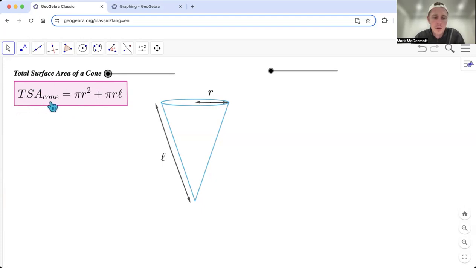So the total surface area of a cone is equal to pi r squared plus pi r L, where L is the slant height. This pi r squared part shouldn't be too tricky. If you know the area of a circle, then you would agree that that must be the area of that top part there. Pi r L is a bit more confusing. So let's have a think.